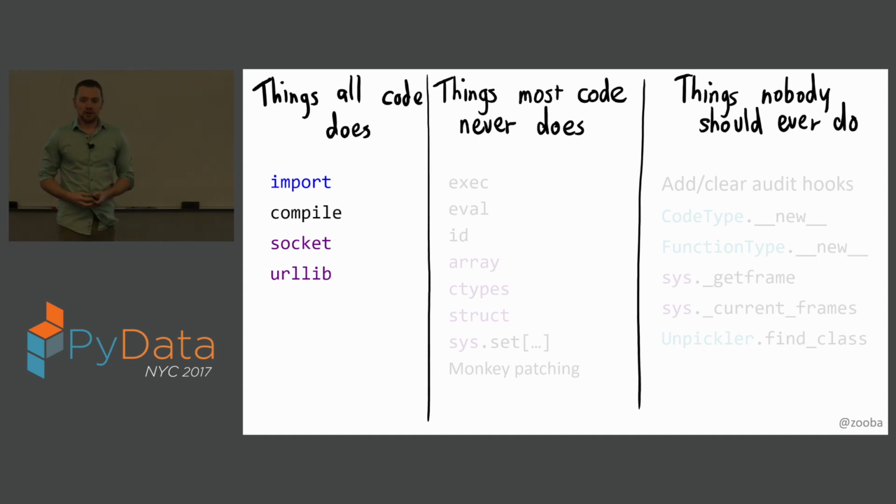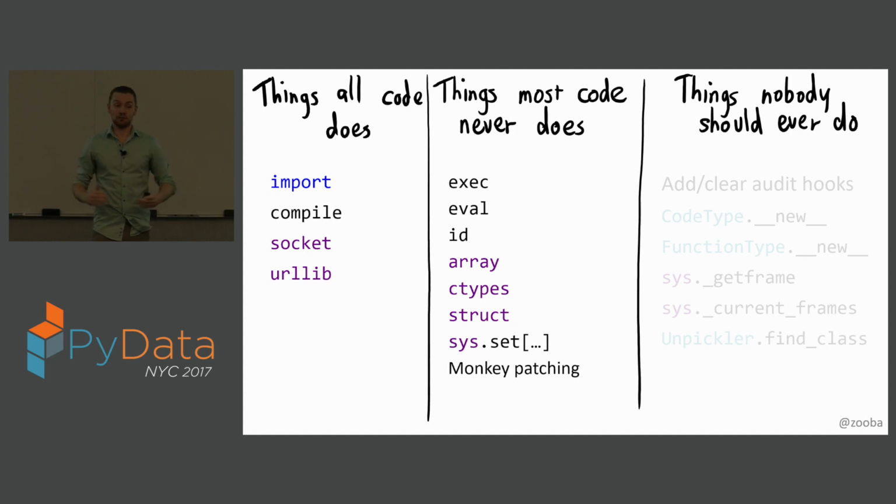There are things that all code does that get logged. Every single import gets notified, gets audited. You can see every single module that gets imported. You can see every bit of code that gets compiled. Every socket created, every access to the network by urllib, which is the lowest level, so basically everything will go through that at some point. All hooked. You can see all of those.